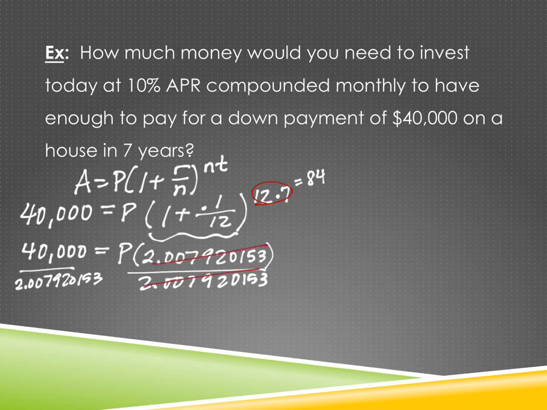So these are going to cancel. I'm going to be left with P equals, I'll shift it so I have some more space. So what is 40,000 divided by that 2.00 number? And it's a dollar amount, so we need 2 decimal places. 11 cents. Awesome. So we would need to save almost $20,000 today. And we'd have enough if we had a 10% interest rate. We'd have enough in 7 years to have that down payment of $40,000.